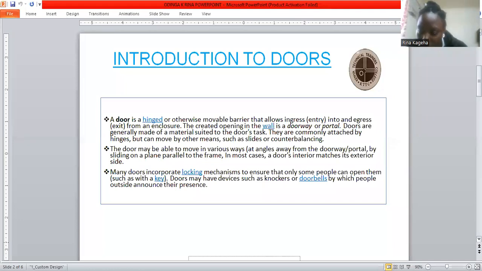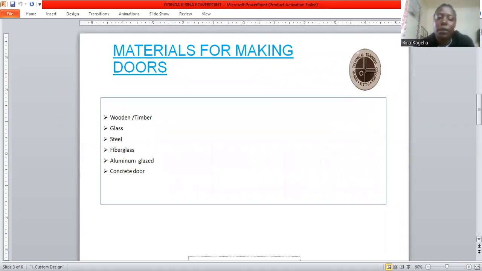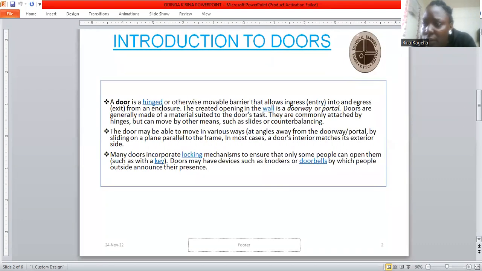So we are going to our next objective. Materials used for making doors. Who can at least name for us some of the materials, class? Yes, madam, I can. Yes, you can try, Ramadan. We have aluminium glaze. Yes, very true. We have got fiberglass. We have steel. Also glass, timber, and so on. Yeah, that's very good, Ramadan.